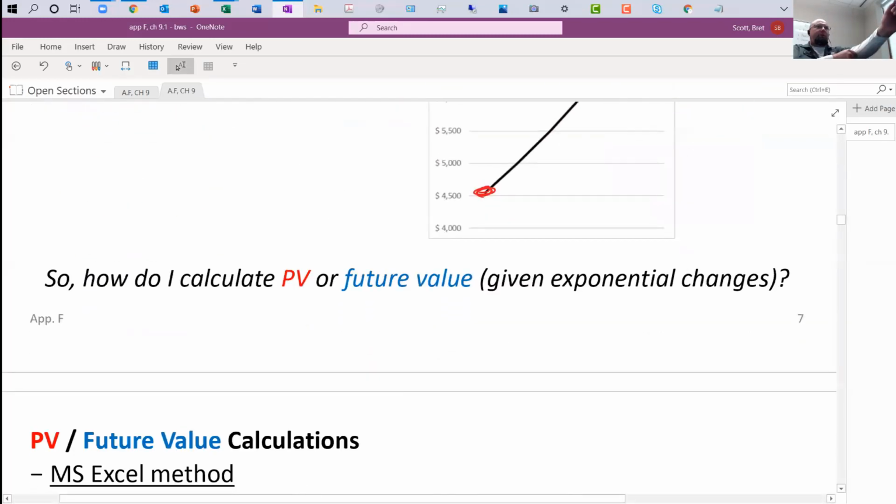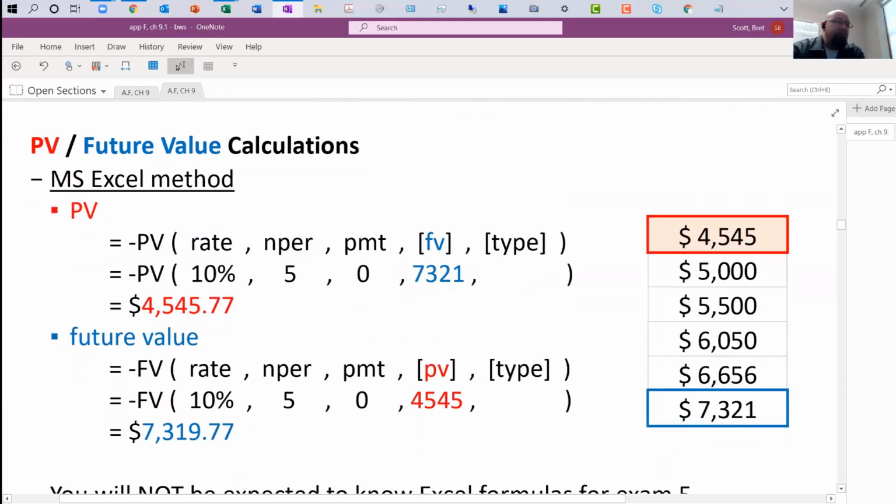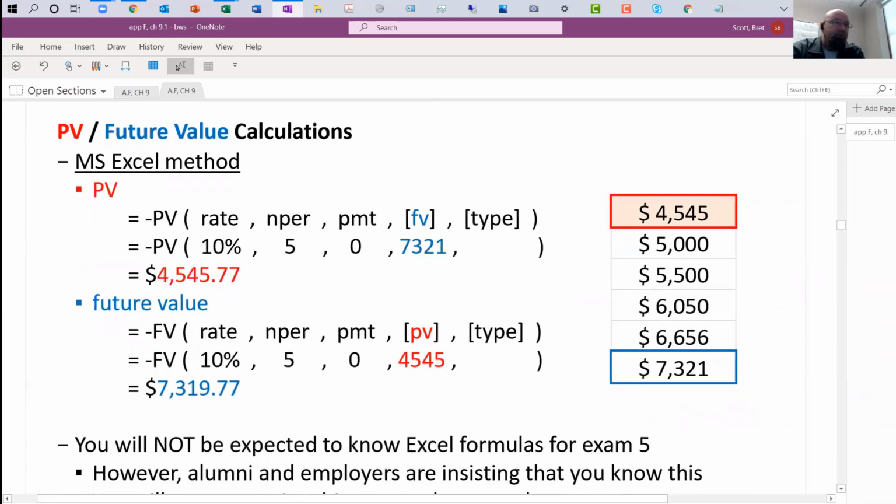But for our sake, we need to know how to determine the present value when you get multiple periods and those rates of change are exponential. So down below, one of the problems you see on your homework involves Excel, using Microsoft Excel. We can use Microsoft Excel to determine present values and future values for us. So down here, I've sort of just been showing you how the formulas work.